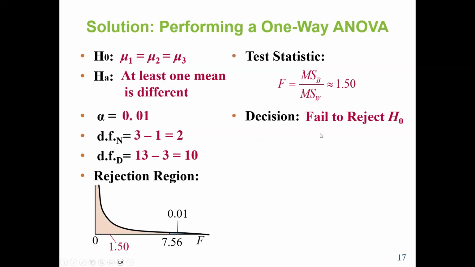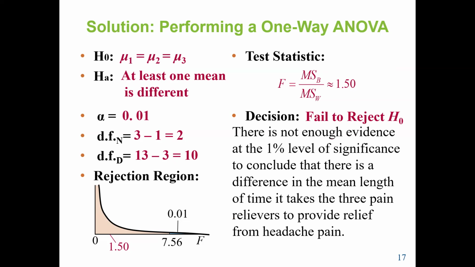We can make a decision now. We are going to fail to reject H0. So we say there's not enough evidence at the 1% level of significance to conclude that there's a difference in the mean length of time it takes the 3 pain relievers to provide relief from headache pain.